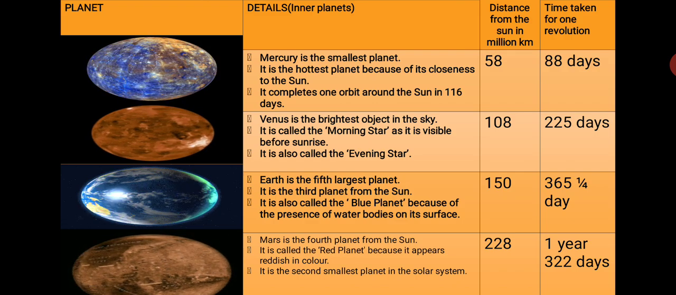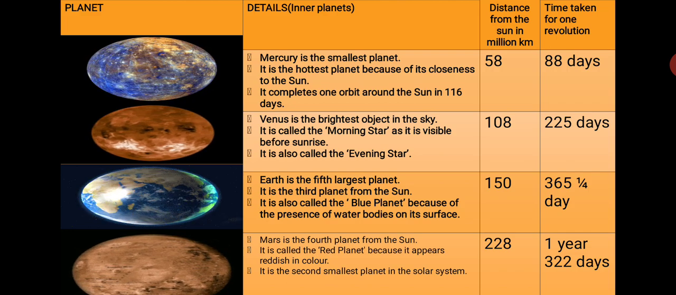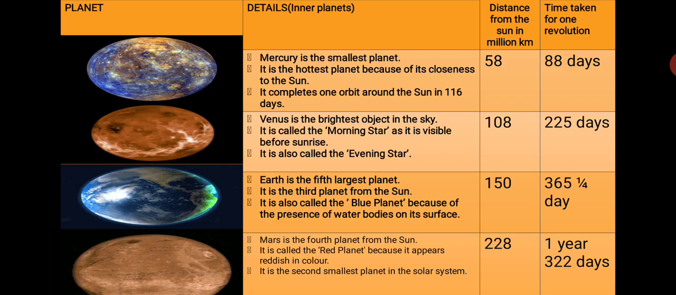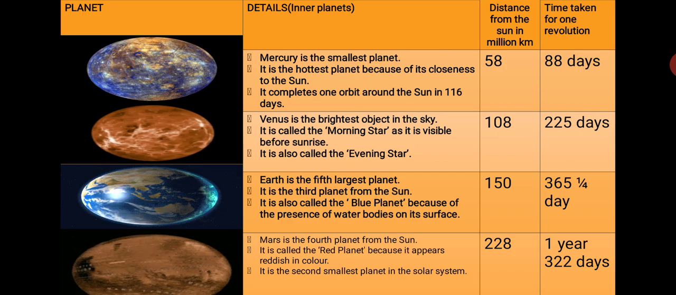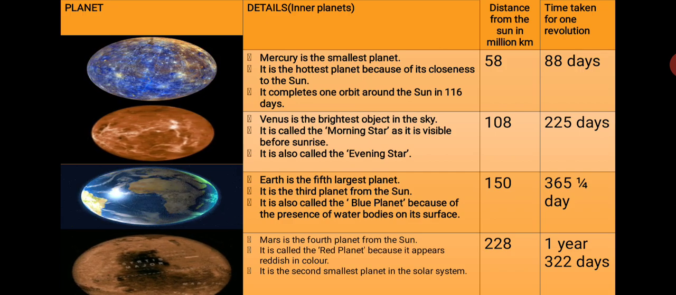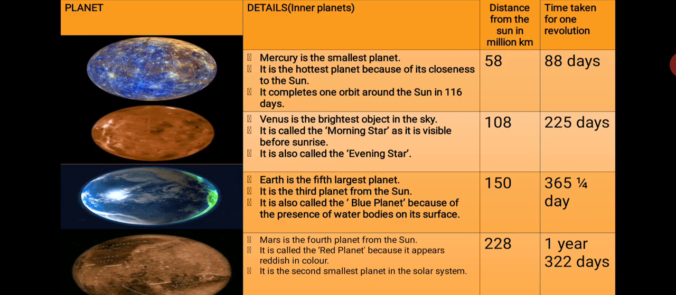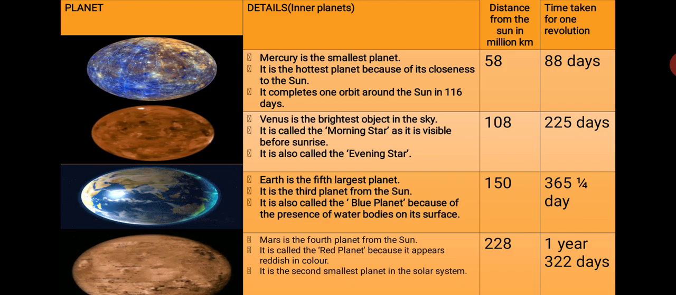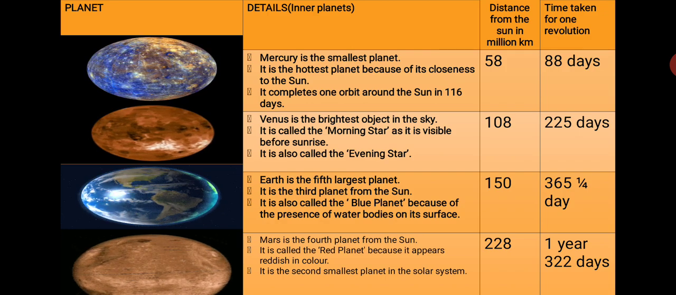Third one is our Mother Earth. As you know, Earth is the fifth largest planet and it is the third planet from the sun. It is also called the blue planet because of the presence of water bodies on its surface. It is 150 million kilometers away from the sun and it takes 365 1/4 days to complete one revolution.